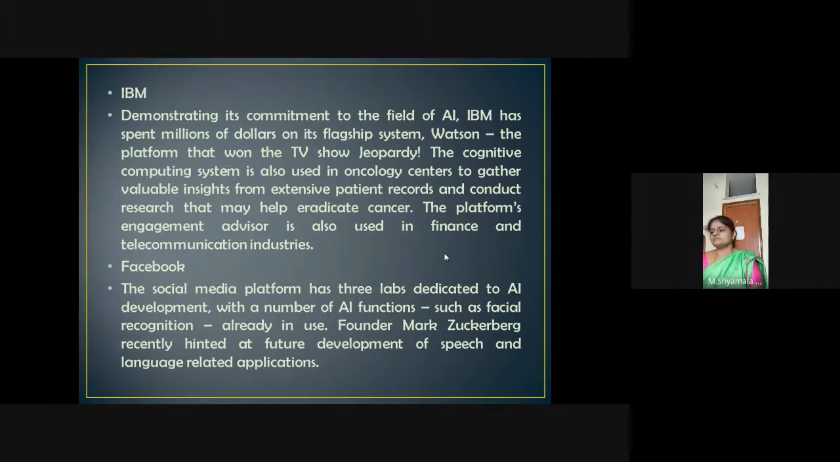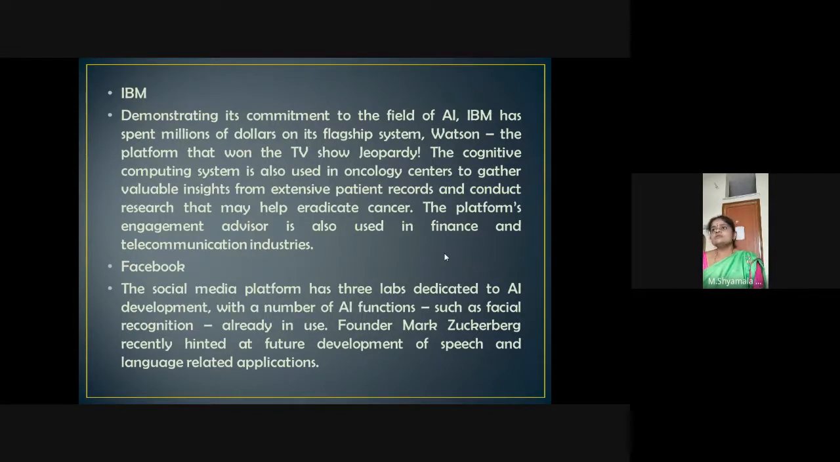It works 24 by 7 and 365 days, very clearly and very efficiently. And majorly, the artificial intelligence we are using, we are really amazed by, is in YouTube, Amazon, Zomato. In day-to-day life, we are able to get it.